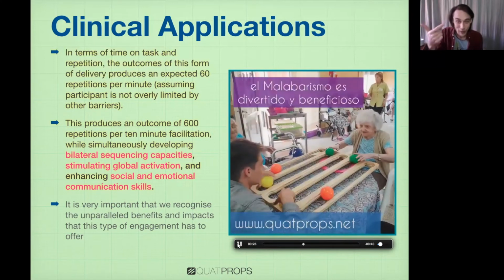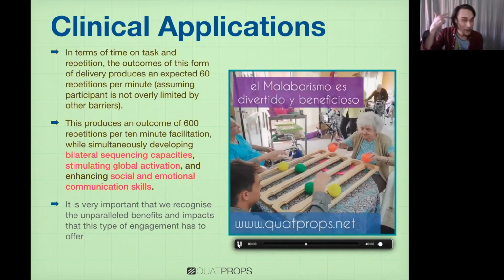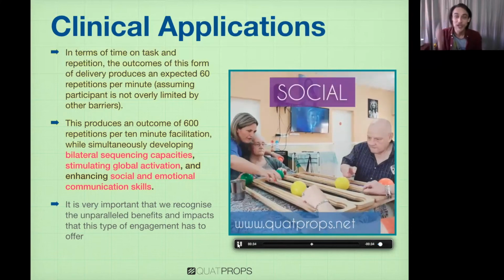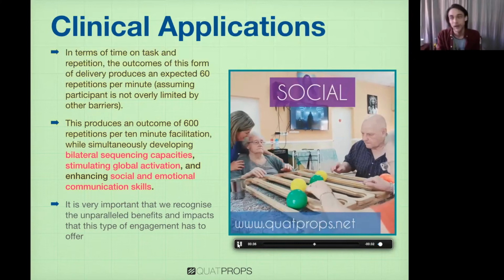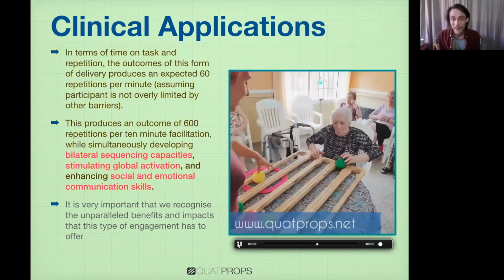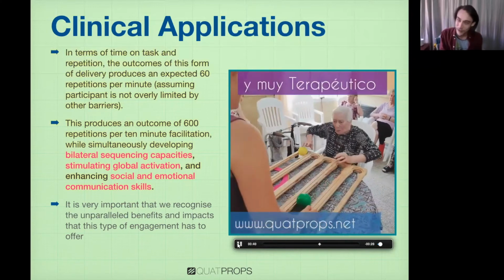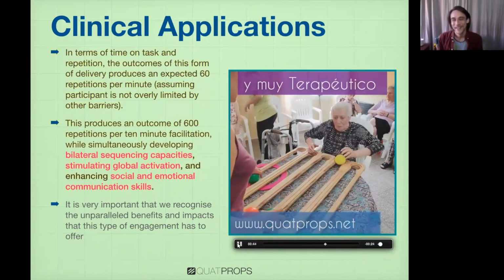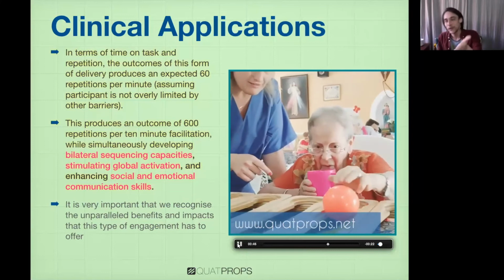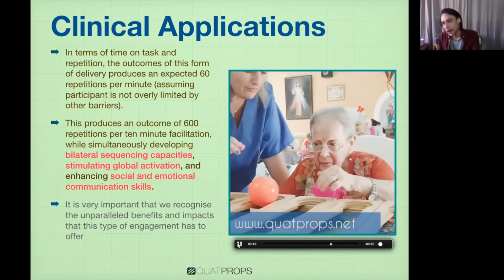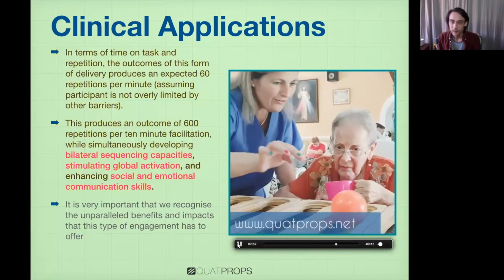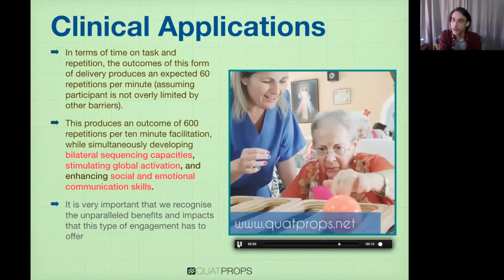The stimulation of global activation, right? And all the social and emotional communication skills that we're sharing at the same time. So just on the fact of repetition alone, we destroy. Then when you bring in all these other things, it really opens doors for you. You know, even if you're not able to explain it, if you can show people this, they will understand, right? Especially if you show clinical people, because we are achieving what they want to achieve.